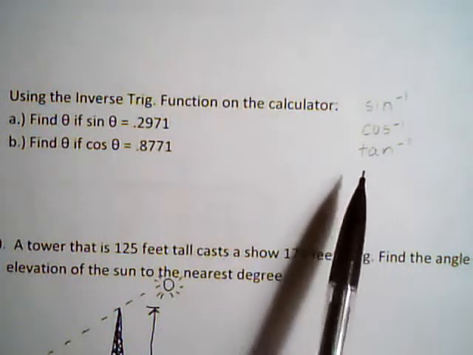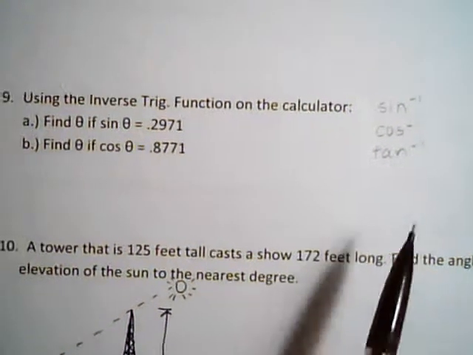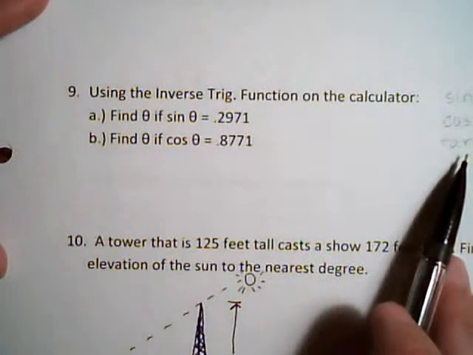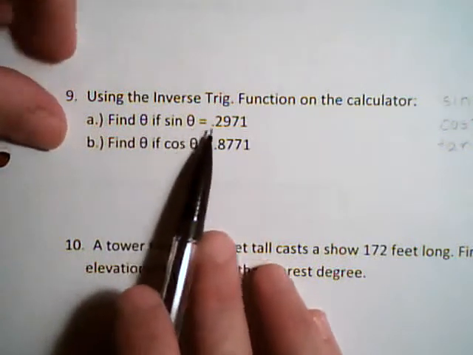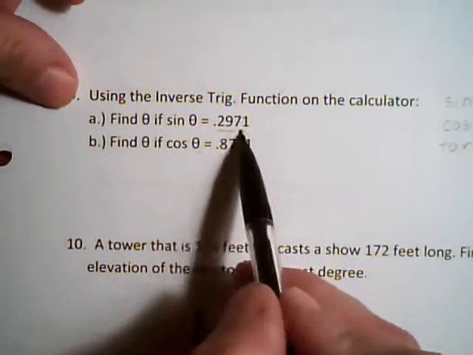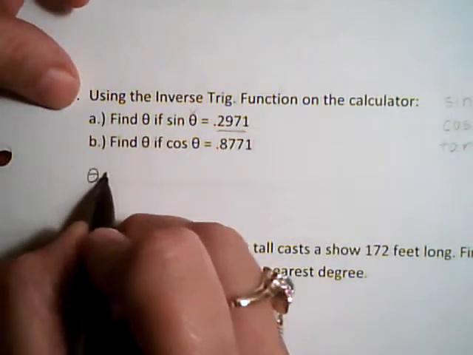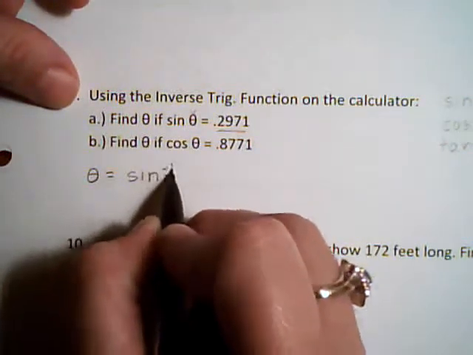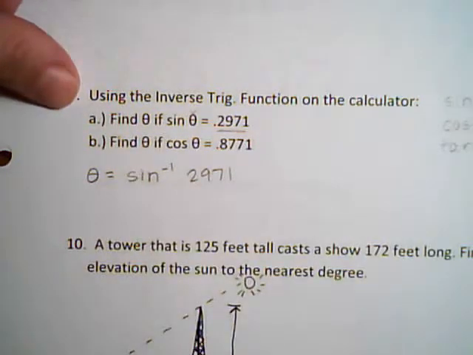You would have to actually type in, like if you wanted to find cosecant, you would have to type in sine and then take the reciprocal of that. These are our inverse functions, which allow you to find a value for theta. So if it says find theta if sine of theta equals 0.2971, this is what the sine is. We want to find theta. So theta will equal the sine inverse of 0.2971. So we use that inverse function key on our calculator.